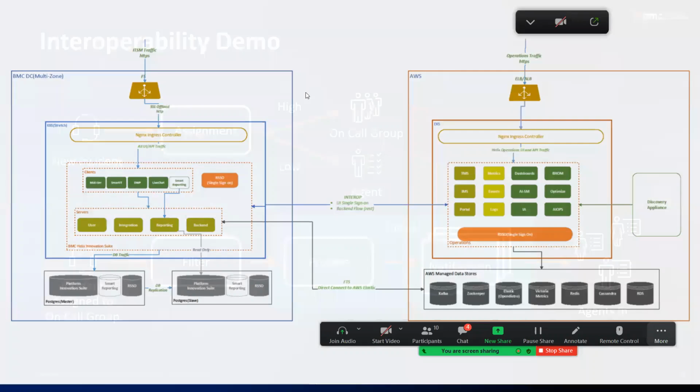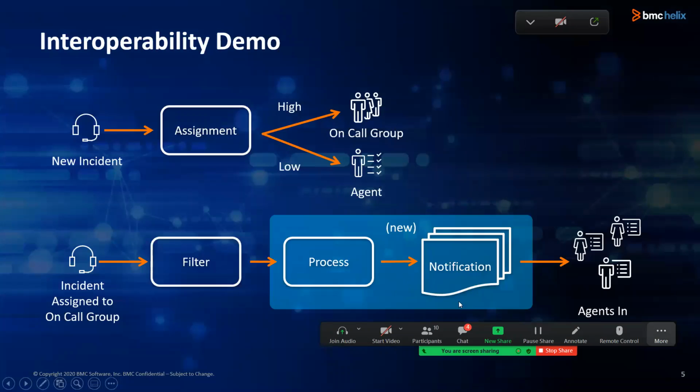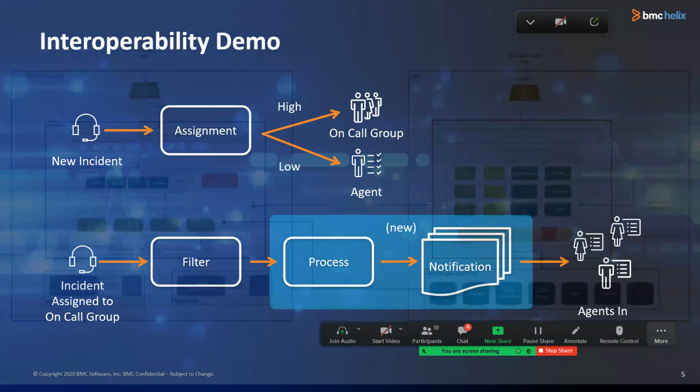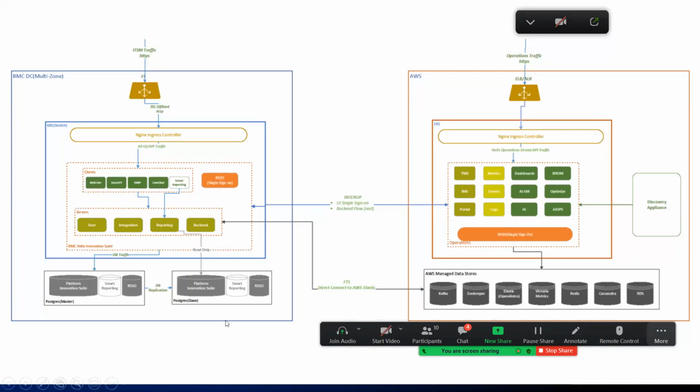What are the three databases listed at the bottom? What do you mean, what are they? Yeah, you got three. It says Platform Innovation Suite, Smart Reporting, and RSSO. RSSO is on the right. I thought RSSO is up in the Postgres. This is Postgres. Yeah, that's Postgres, within containers. Yeah, the master on the left and the slave on the right is what it's showing.